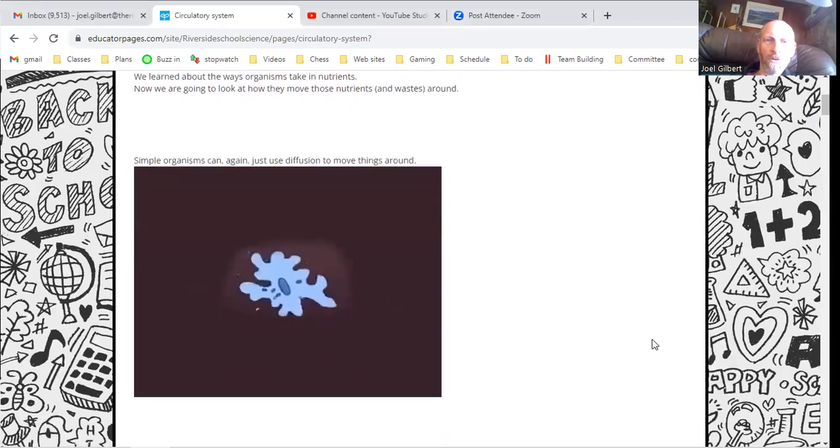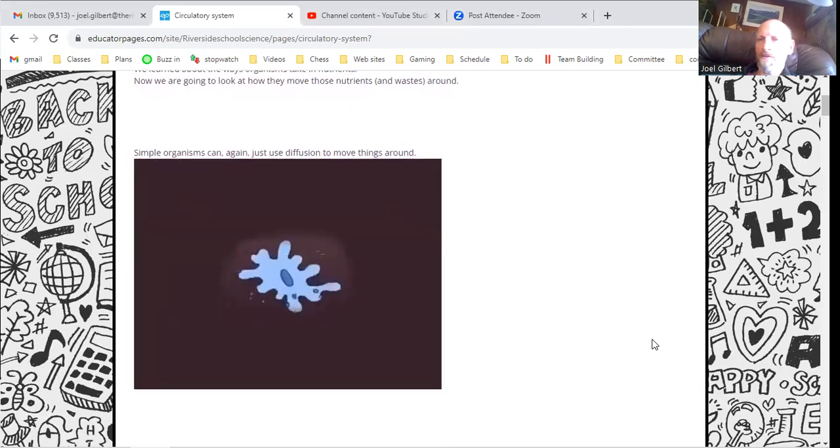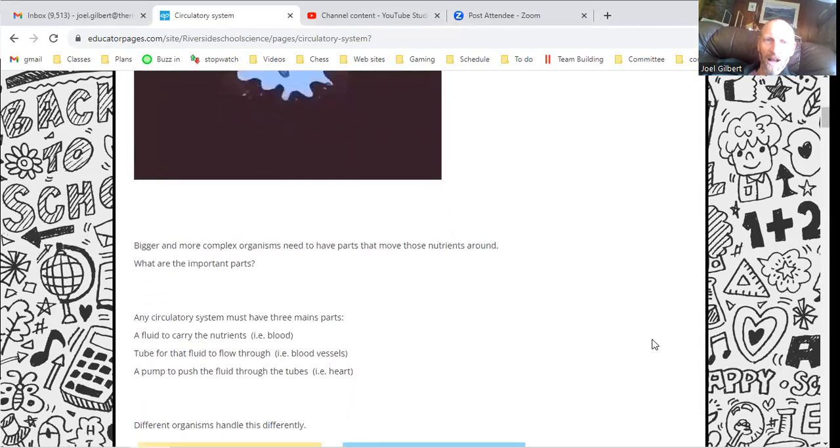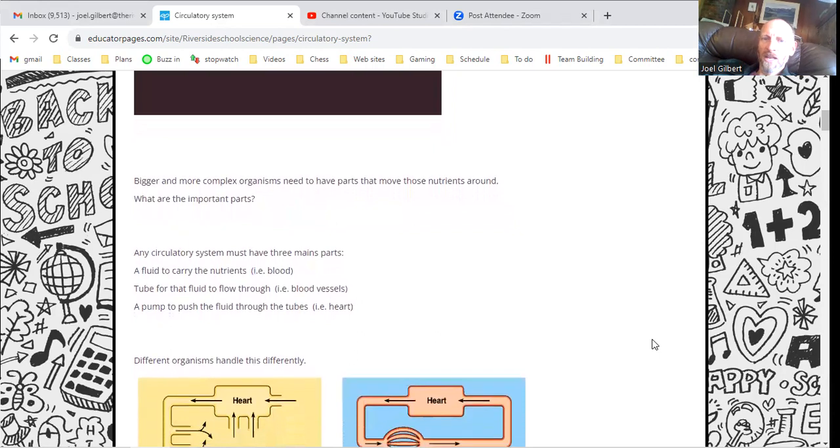So super simple creatures can just use diffusion. Once again, super easy. They don't need a system for this. It just diffuses. It goes from where there's a lot to where there's little. When you get bigger and more complex, you need a system.